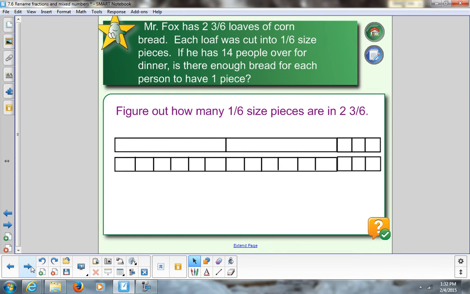Our problem is Mr. Fox has 2 3/6 loaves of cornbread. Each loaf was cut into 1/6 size pieces. If he has 14 people over for dinner, is there enough bread for each person to have one piece? Okay, so the first thing we need to do is figure out if there are enough pieces for people. So if this was one whole, this is a whole, and this is a 6, right? Because it says here he has 2 3/6.